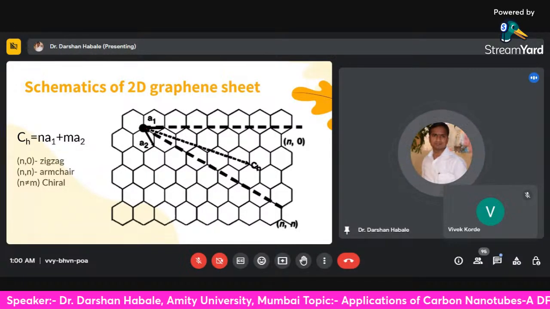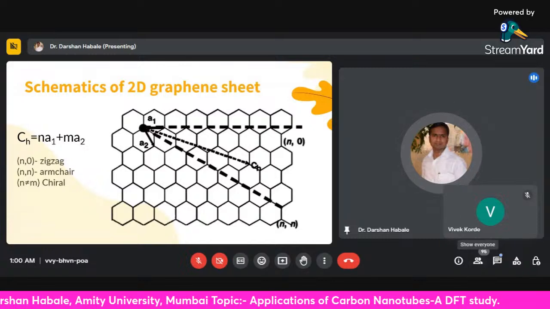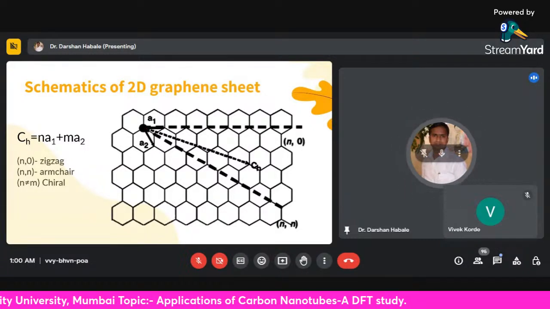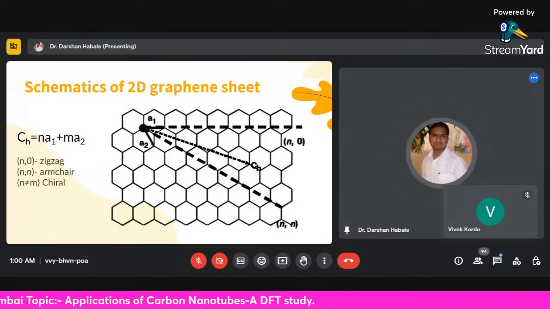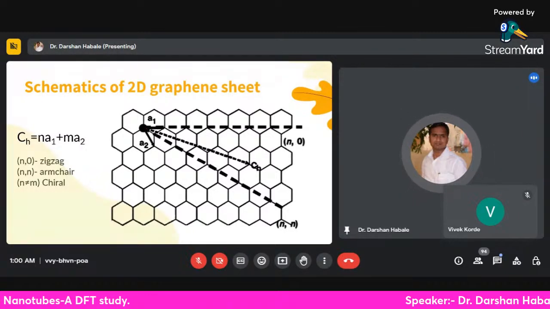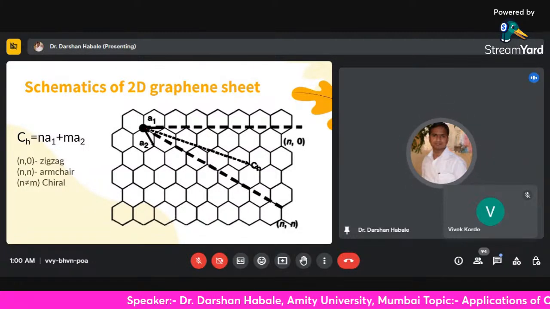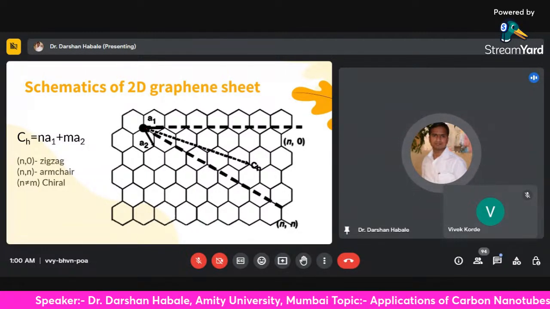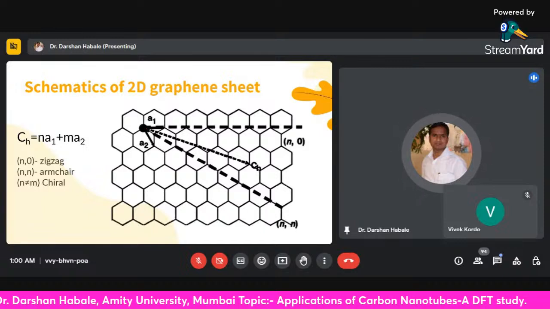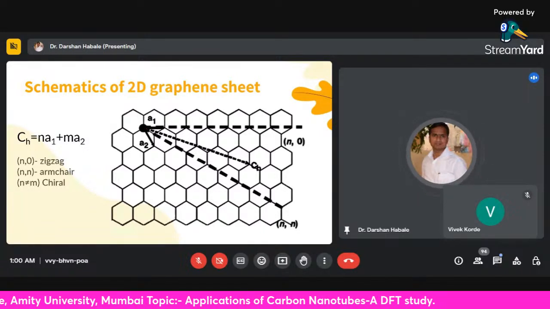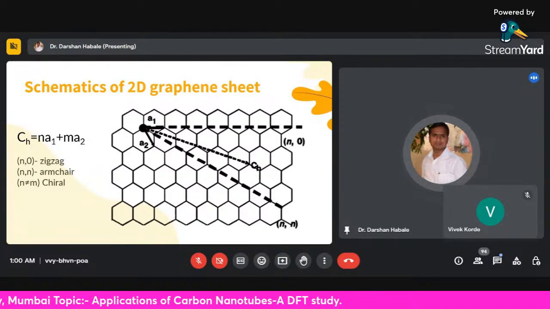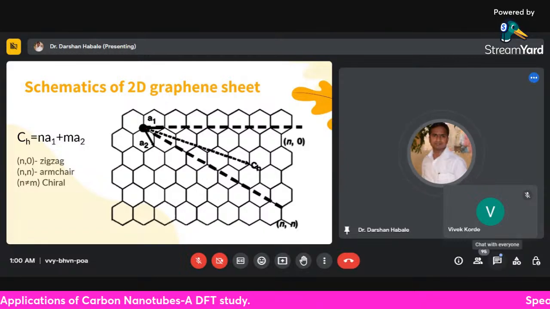So if you roll a two-dimensional sheet, that will give you the carbon nanotube. In that, the length of the carbon nanotube is, let's say, around 100 nanometers, and the diameter is only around 5 nanometers, and so on. So that's why it is known as a one-dimensional material.